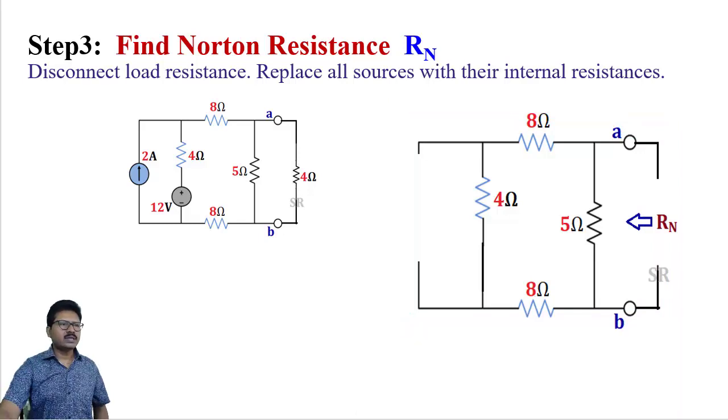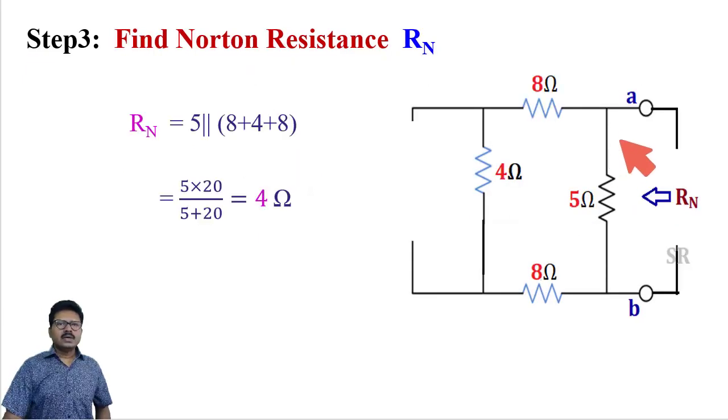How will we calculate this Norton resistance? Here we have to check which resistances are in series and which are in parallel. This is point A, this is point B, so we will start from A to B. At this point we get two paths. One is 8 ohm, 4 ohm and 8 ohm, and the other path is through 5 ohm.